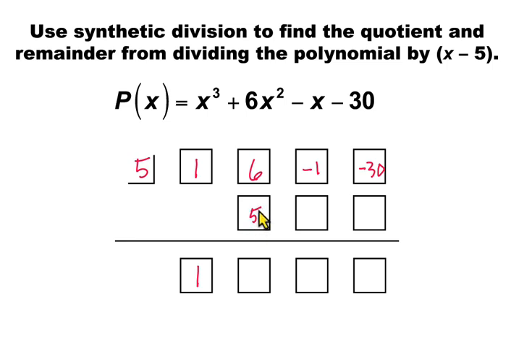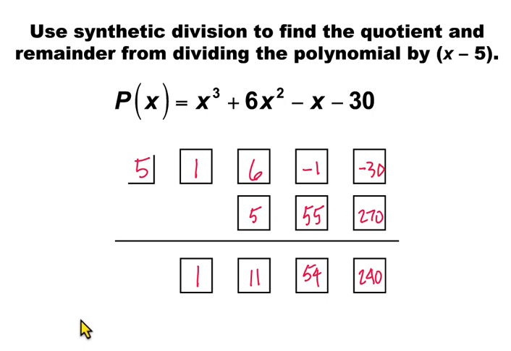So we get 5. Combine these terms, 6 plus 5 equals 11, and then multiply again by this term, 5 times 11, and then place the product here, 55. Combine 55 and -1 to get 54. 5 times 54 is 270. 270 minus 30 is 240.